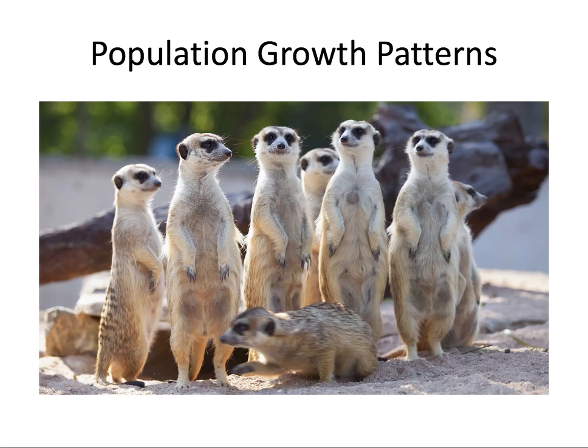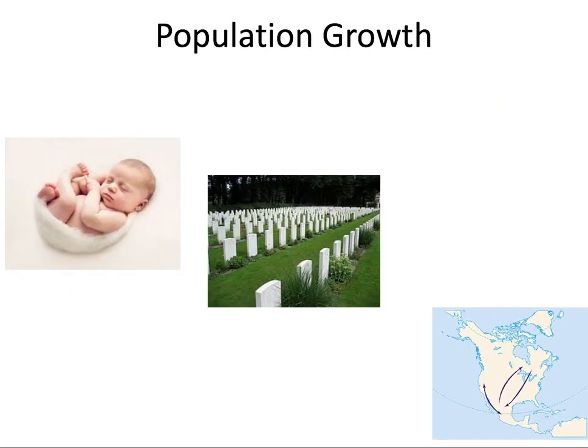Today we'll take a look at population growth patterns. And if you remember from the last lesson, a population is a group of individuals from the same species that live in the same place and interbreed. There are four main factors that affect the size of a population.